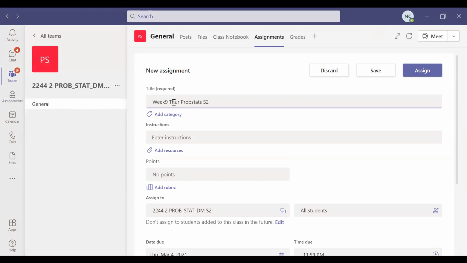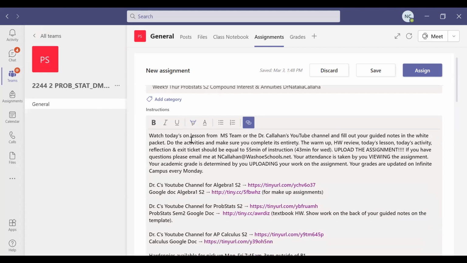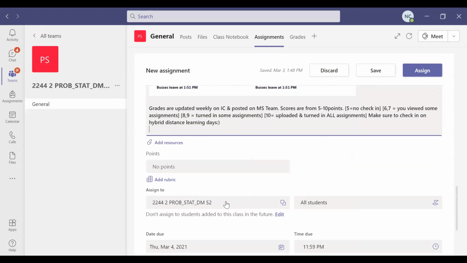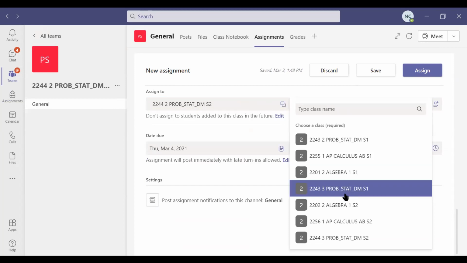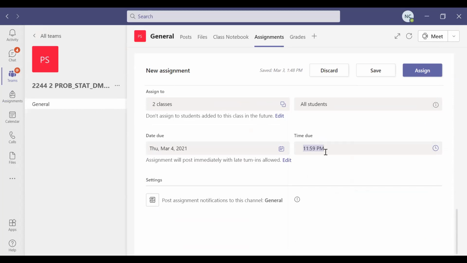Probstats semester 2. Our topic of conversation today is going to be on compound interest and annuities. This is your instruction for today. Make sure you check in with me for attendance by 1:19 for 5th period and by 2:20 for 6th period. And all assignments must be uploaded by 3 p.m. And assign.